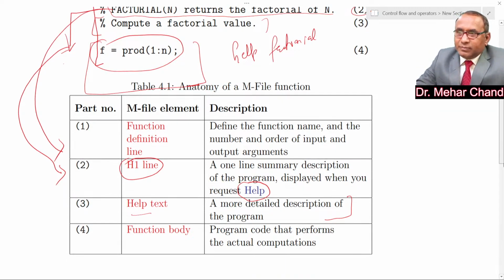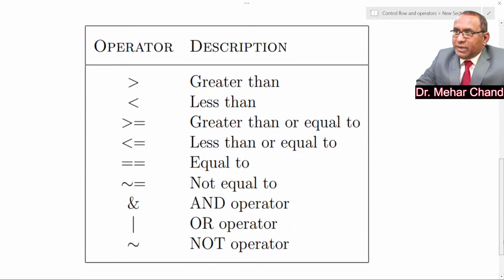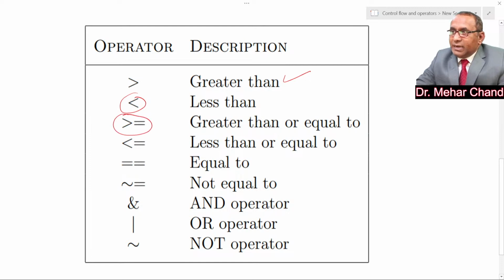Here, these operators are also very important for logical operations and for using control statements. This sign is used for greater than, and this sign is used for less than. Sometimes we have greater than or equal to, in that case we use this sign. Sometimes we have less than or equal to, then we use this notation. For equal to, we use the double equal sign. A single equal sign is used for assignment.